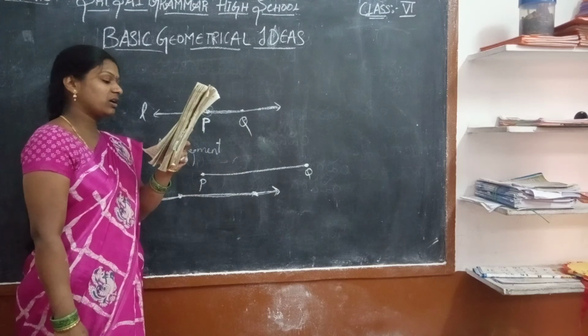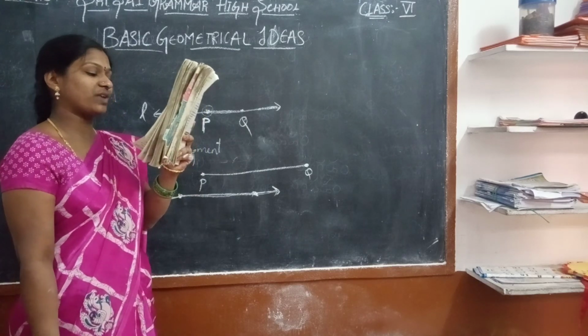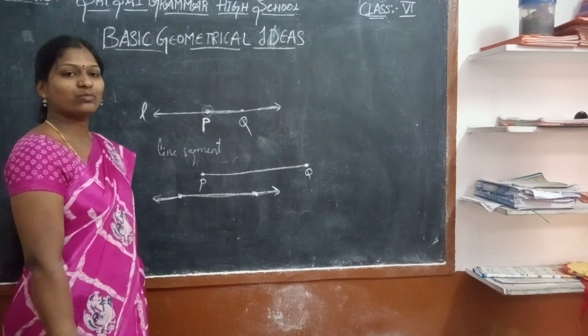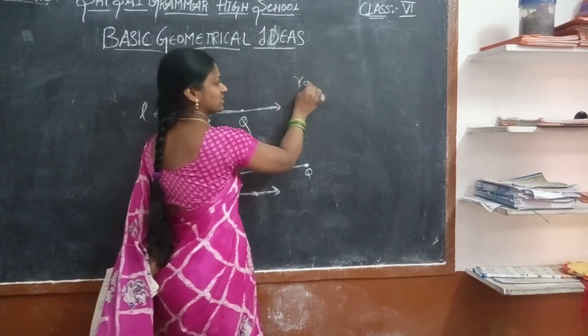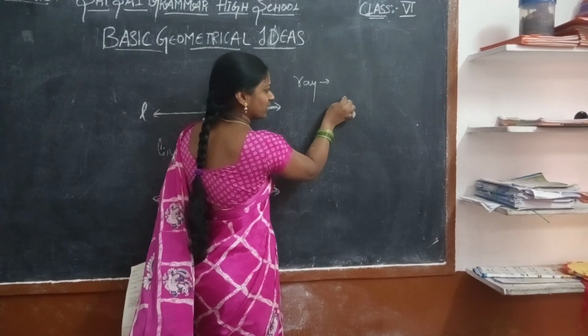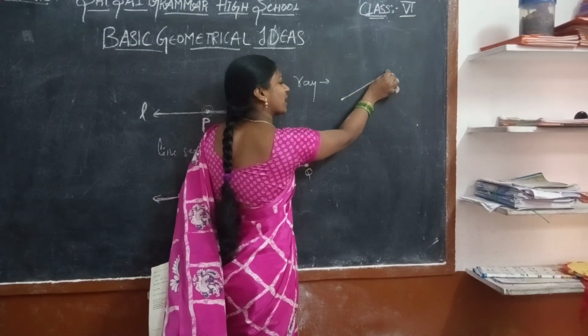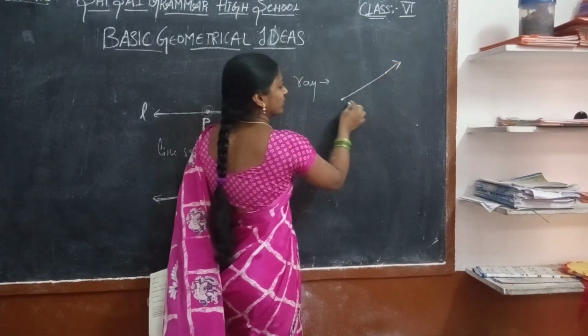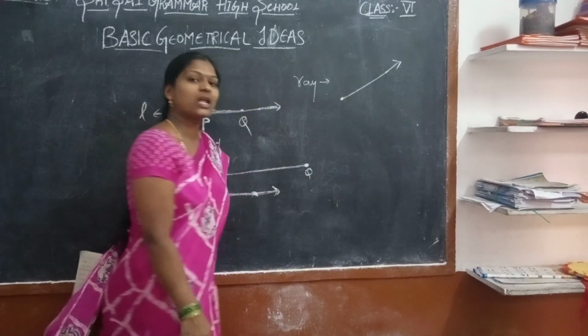A ray is a portion of a line starting at a point and going in one direction endlessly. And what is a ray? It starts at a point and goes on extending, and it ends with an arrow.